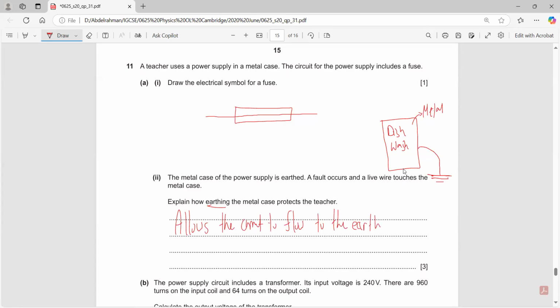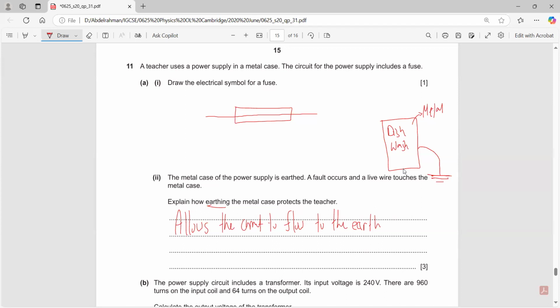What is a metal case? Like the refrigerator, for example, or the washing machine, or a microwave. It has a metal casing, it's surrounded by a metal surface, which is a good conductor of electricity. So as it is earthed, what does this earth wire do? It allows the current to flow to the earth. And then we can say how the earthing protects the teacher.